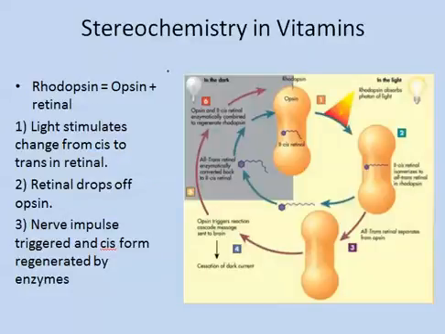Last place to talk about stereochemistry, and again it's a cis-trans piece, is for vision. So rhodopsin in the eye comprises opsin and retinal. Opsin's this big protein structure. Now the retinal starts off in its cis form, and it's bonded to the opsin, and then when light comes in contact with it, that cis gets changed to trans, and that trans form can no longer bind to the opsin and it falls off. And as that falls off, there's a nerve impulse triggered, goes off to the brain, and it's a way for us to sense light being present.